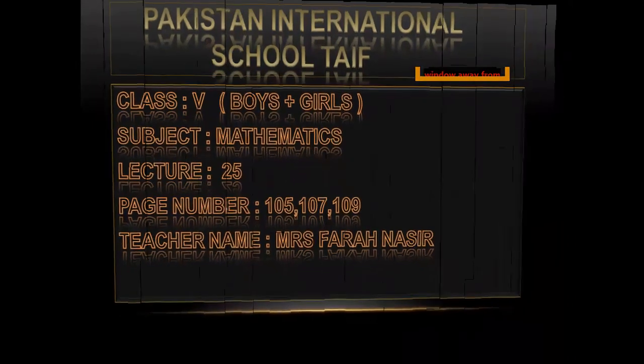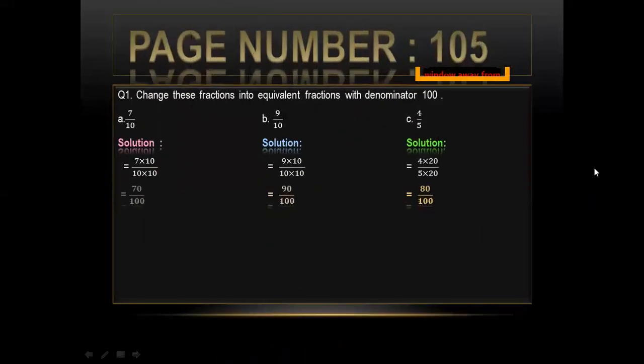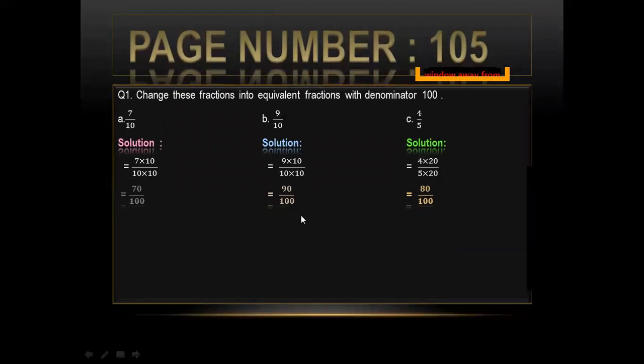On page 105, we have a special kind of fraction. In this page, we will discuss the fraction in which we will make the denominator 100. There are two questions on this page and both questions are included. Question number 1. Change these fractions into equivalent fractions. Equivalent means equal, same, with denominator 100. It means that in question 1, we convert all the denominators into the form of 100.